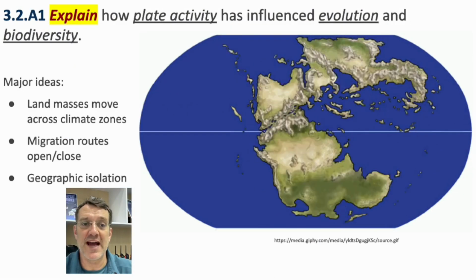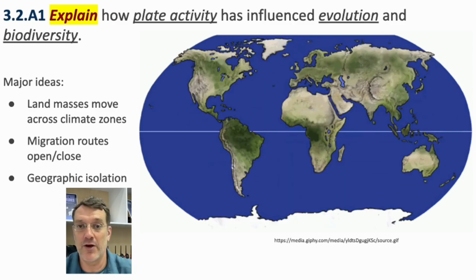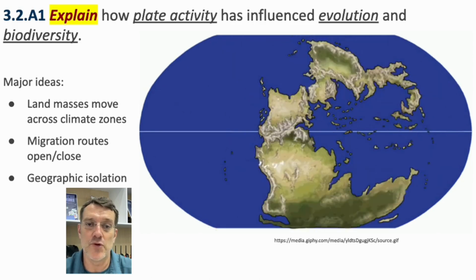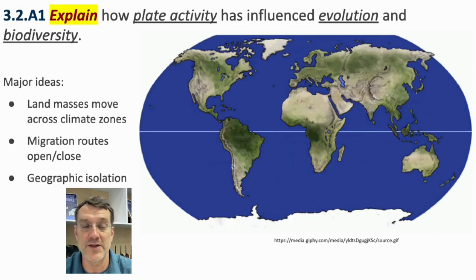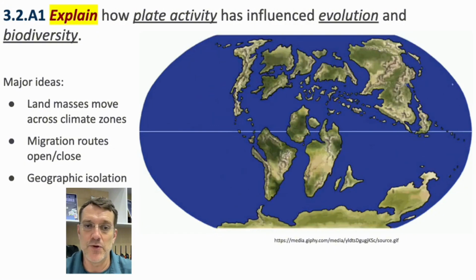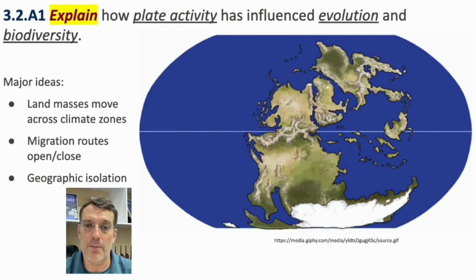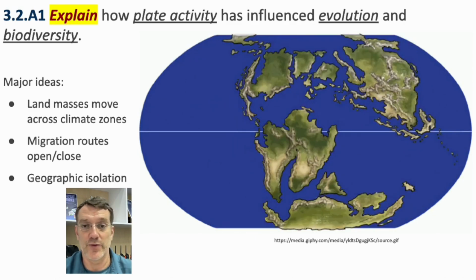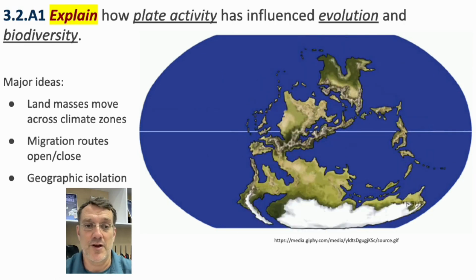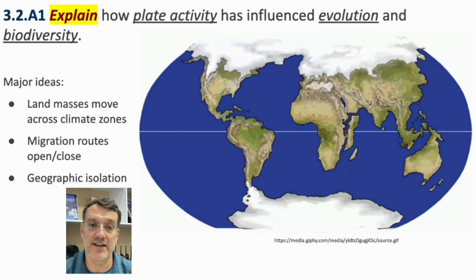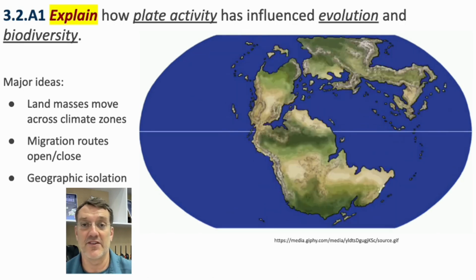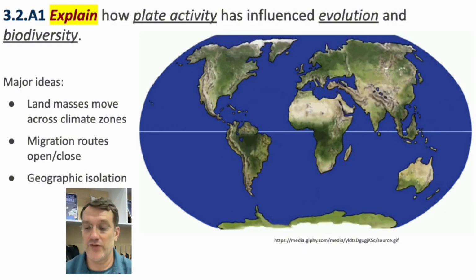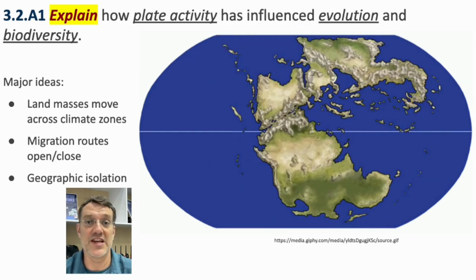You should be able to explain how plate activity has influenced evolution and biodiversity on Earth. The big ideas here are that land masses continually move around our planet over many millions and billions of years. And as they move, they might migrate from the tropical zones into the temperate areas or into polar zones. And that as they move around, migration routes change, because land masses that were connected suddenly become disconnected. Land masses that were separated are then joined together. And so that changes the way that different populations of organisms interact with one another.